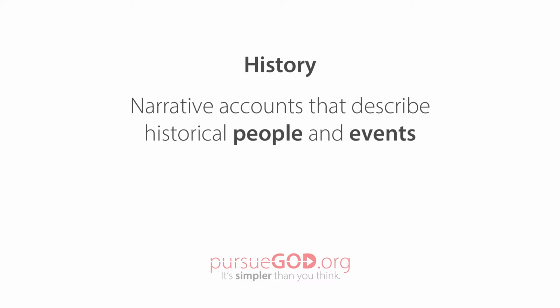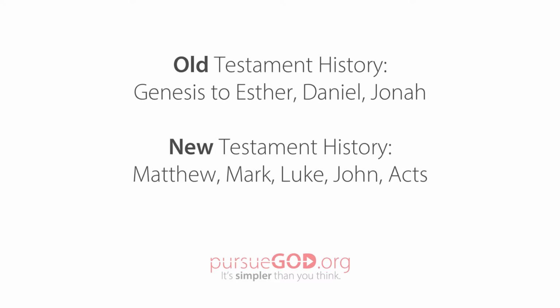And so in the Old Testament, you have several historical books, starting in the book of Genesis and going through the book of Esther. Those first books of the Bible are all historical books. Now, those aren't necessarily in chronological order, but those are all considered historical books. And then also there are historical portions of the book of Daniel and the book of Jonah in the Old Testament. In the New Testament, the history books are Matthew, Mark, Luke, and John.